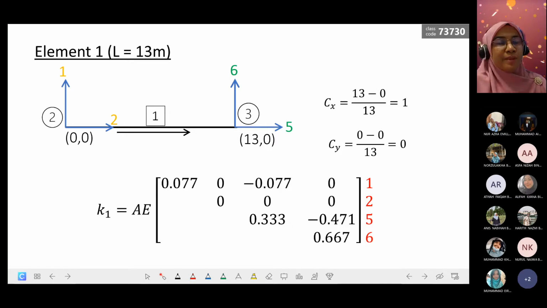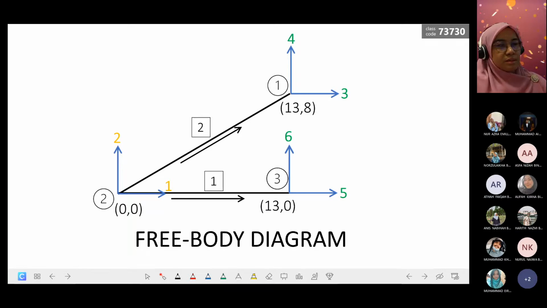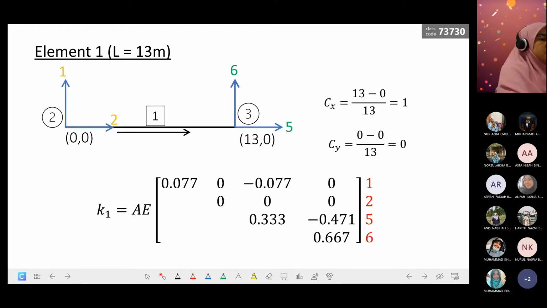For the beginning, when we want to establish the element global stiffness matrices, you extract all the information from the main diagram first. That means you extract, take out element 1's diagram. We draw element by element. Draw element by element. I'm correcting this as well.